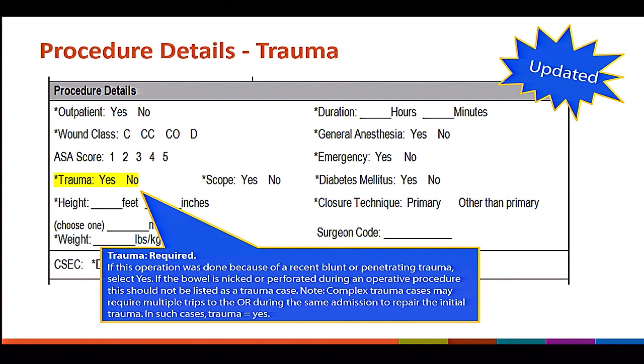For 2018, we've amended the definition for complex trauma cases where patients go back for repeat operations or staged procedures related to the initial trauma. So for each of those repeat operations that are related to that initial trauma, your trauma would equal yes. If you have a procedure that was related to a remote trauma, trauma would equal no on that denominator procedure form because it's not an immediate trauma.